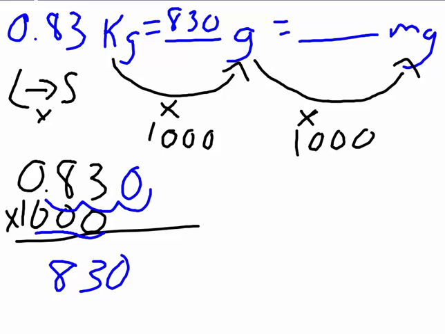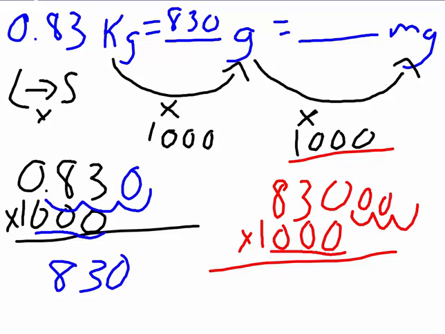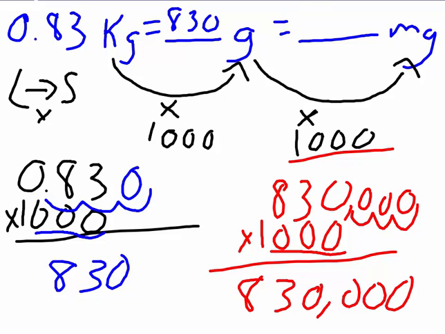And I'm going to do the same thing over here. I have 830 grams, and I'm multiplying by 1,000. So it's going to move my place value 3 spots because there's 1, 2, 3 zeros. So 1, 2, 3. And my answer will be 830,000. So here I have two ways of showing what 0.83 kilograms are. 83 hundredths of a kilogram is 830 grams. It is also 830,000 milligrams.